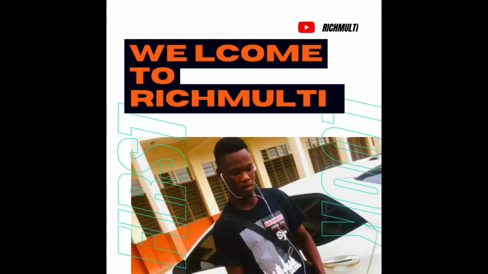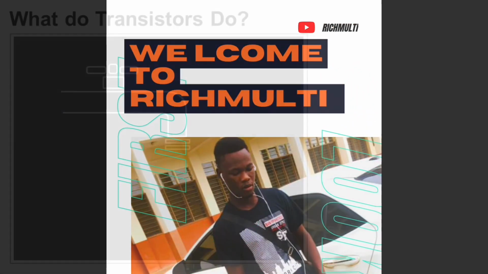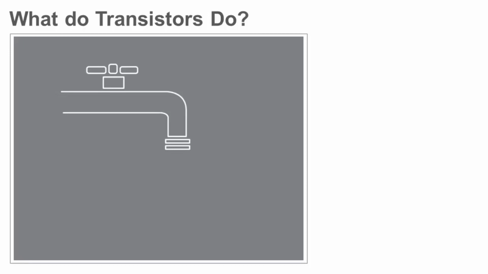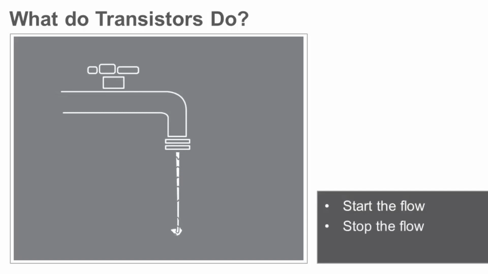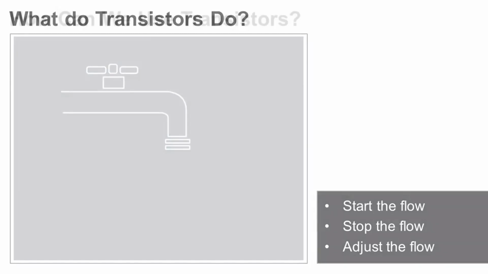It helps to think of a transistor as your kitchen faucet. A tap can control the flow of water. It can start the flow, stop the flow, and adjust the flow to different levels. In this way, a transistor is similar to a faucet, but instead of controlling the flow of water, a transistor controls the flow of electrical current. This means that transistors have a variety of applications.